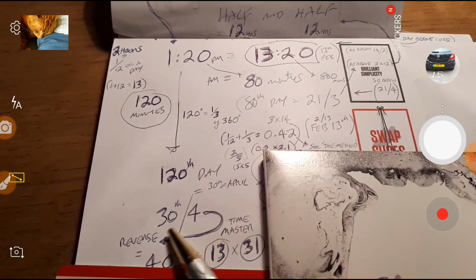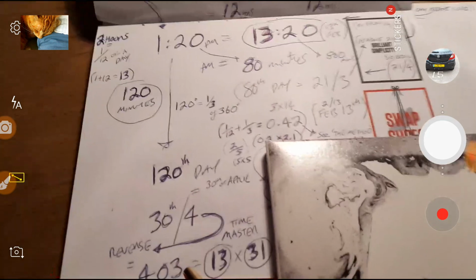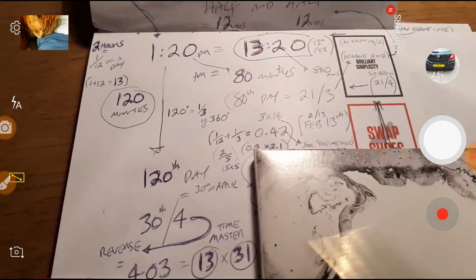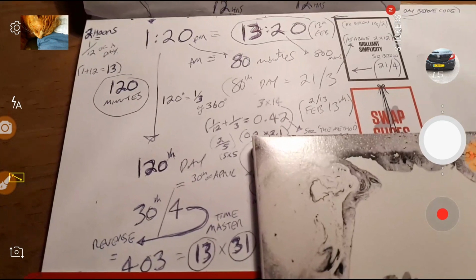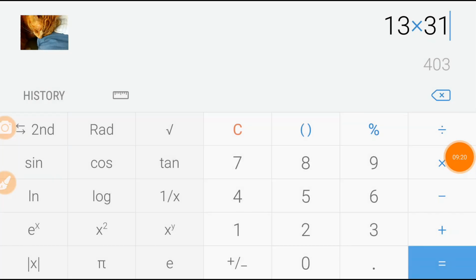If you just spin that around, we get 4:03. 4:03, time master kicking in. 13 times 31 is 403. Okay, there we go, 13 times 31. Master of time number times its backwards version gets us 403.